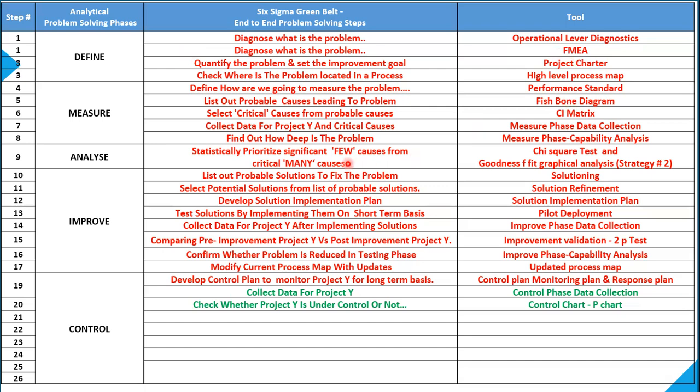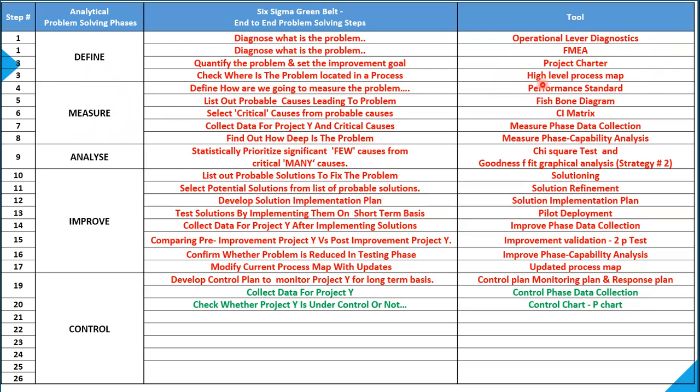Now we have defined what the problem is. Now we need to check out where the given problem is actually located in a process. So that's where the high-level process map helps us. So these are two things we are going to take care of in the define phase. And once that is done, in the measure phase, we are going to start with defining how we are going to measure the problem. So we are bringing measurable characteristics to the problem, and we're going to use the performance standard document for that, right? So we're going to have targets, specification limits, and defectives, and all those things.